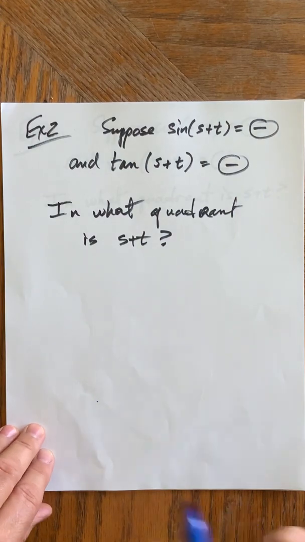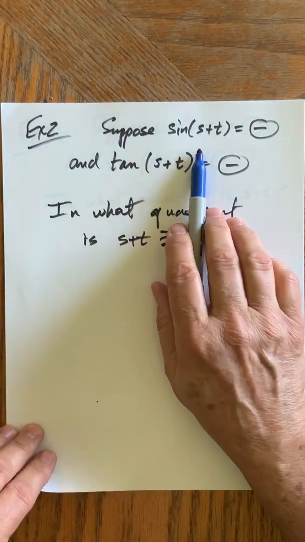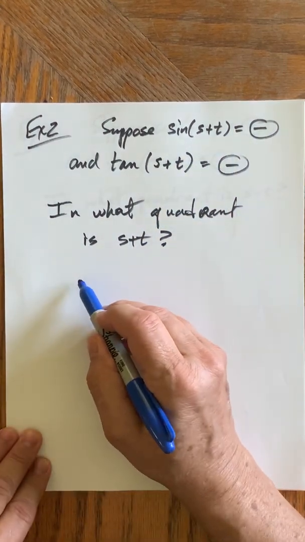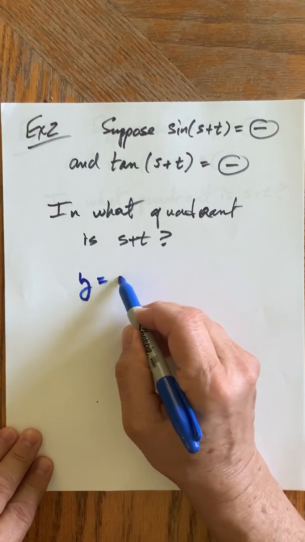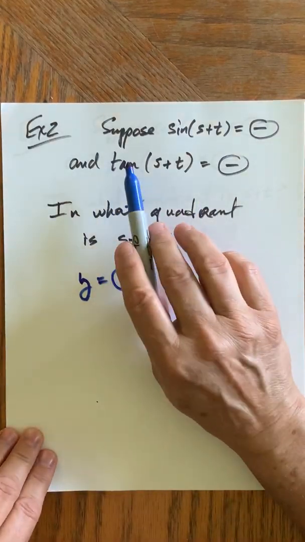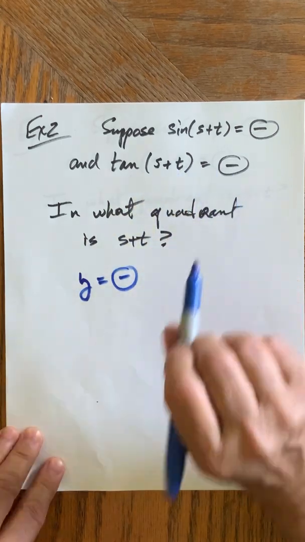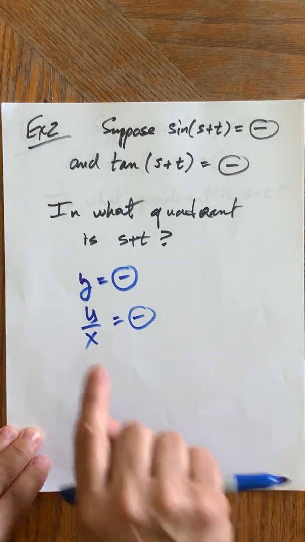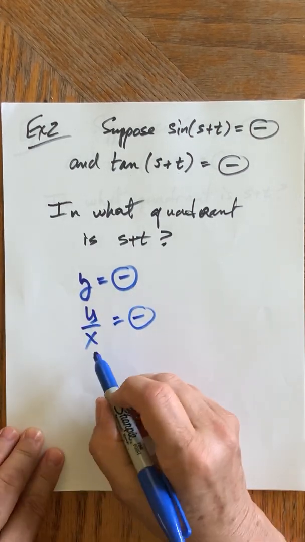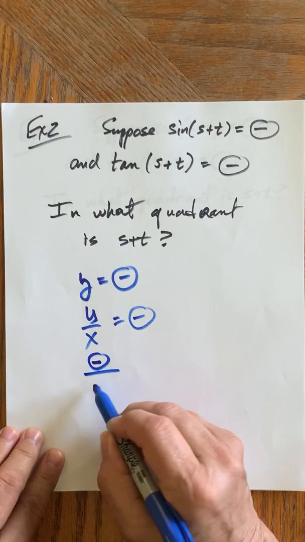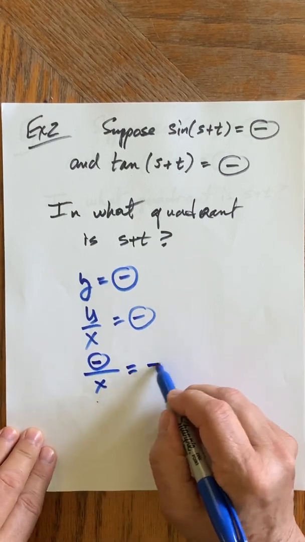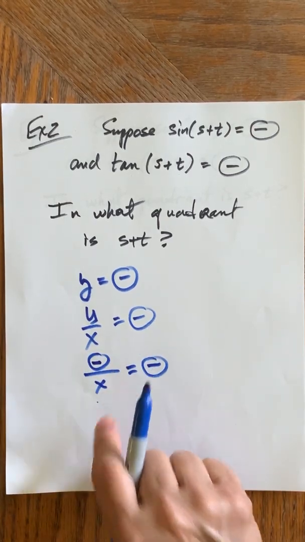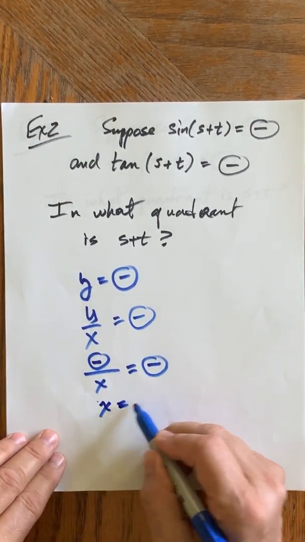Next example. Suppose the sine of the sum of S and T is negative. What does that tell you? I know that sine is y, so the y coordinate is negative. And the tangent of the same sum of two angles is negative, so I know the ratio of y over x is negative. Now I can plug in y, which is negative, for the numerator. So I have a negative over some x coordinate is negative. For this ratio to be negative, x has to be positive. So I know that x must be positive.